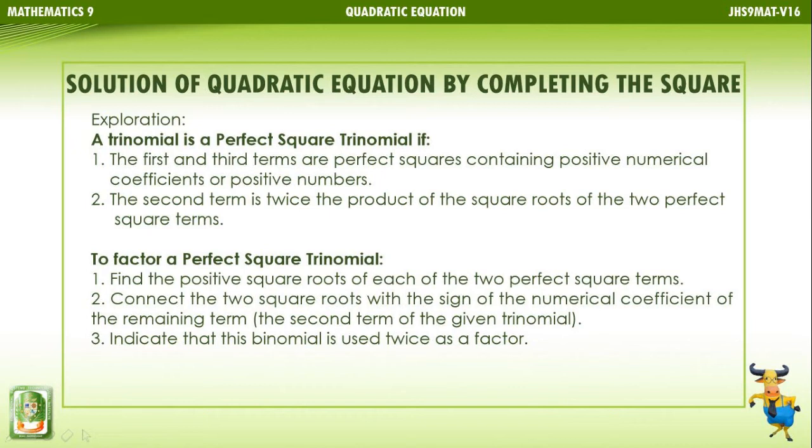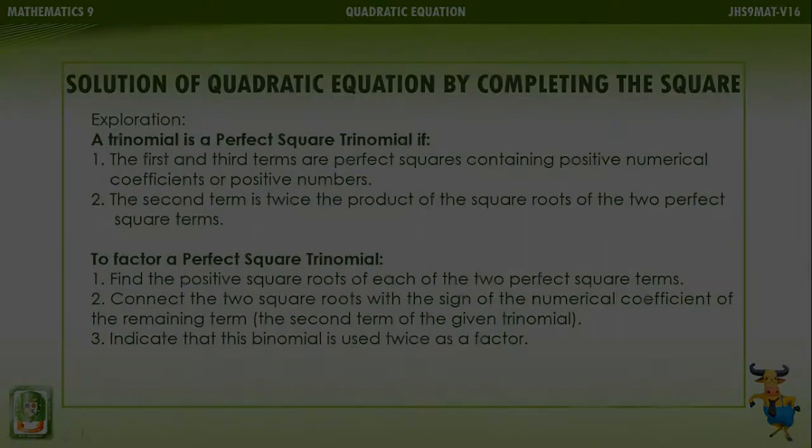To factor a perfect square trinomial: 1. Find the positive square roots of each of the two perfect square terms. 2. Connect the two square roots with the sign of the numerical coefficient of the remaining term, the second term of the given trinomial. 3. Indicate that this binomial is used twice as a factor.